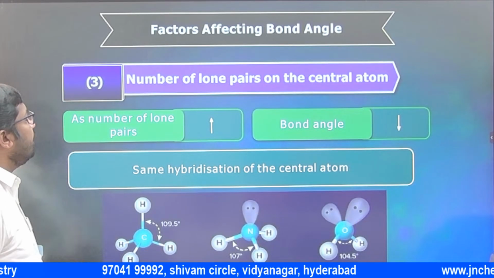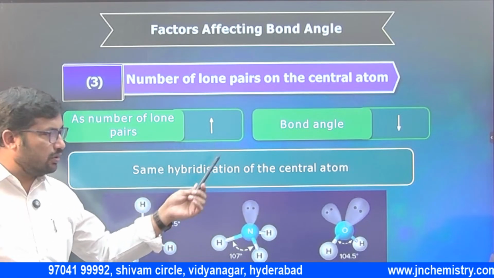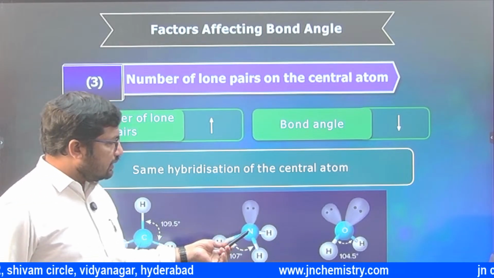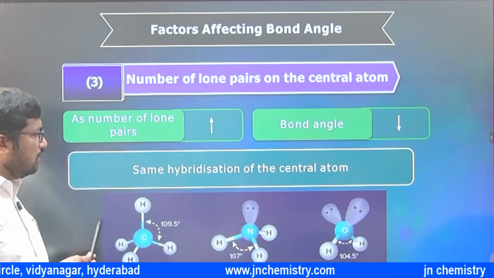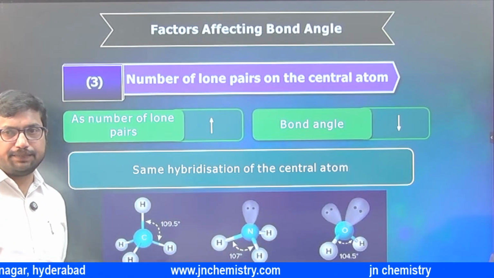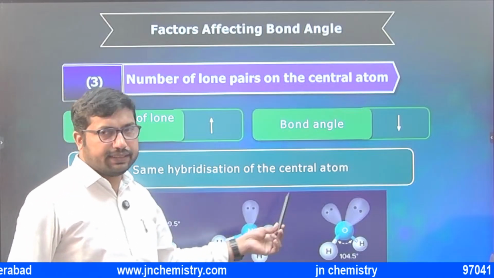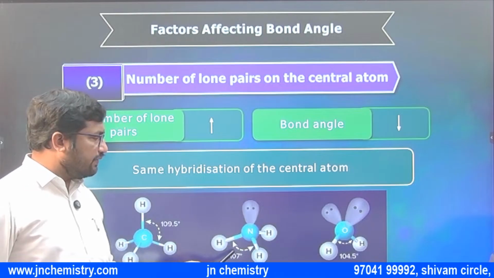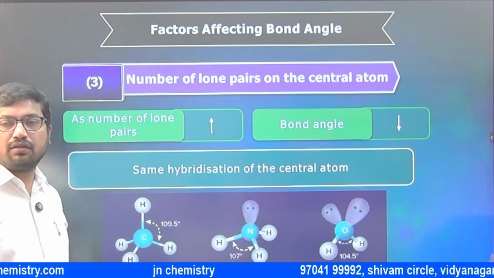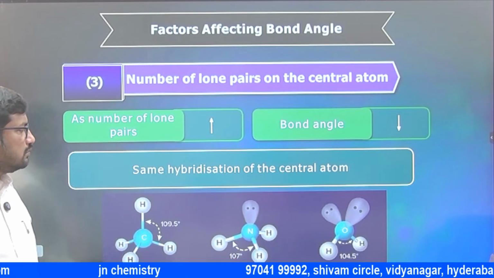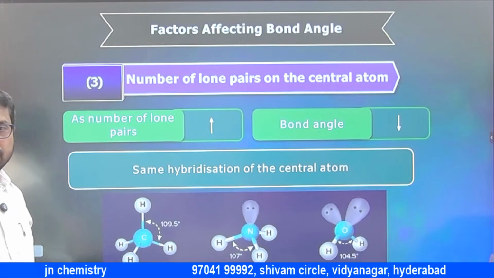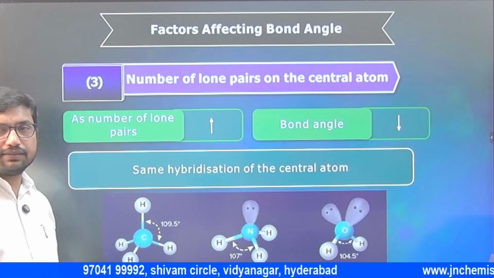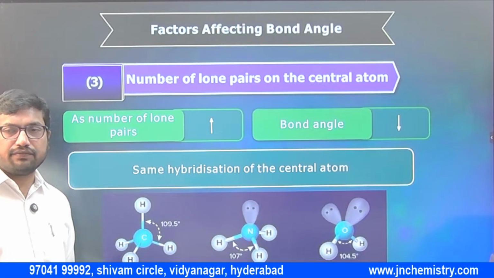Next one, as the number of lone pairs decreases, the bond angle also decreases. CH4, NH3, H2O. This is a famous example. All are having sp3 hybridization only, but one has one lone pair and another has two lone pairs. It is 109 degrees 5, 107, 104. So as the number of lone pairs increases, the bond angle decreases. That's the reason I told you this directly instead of just telling.